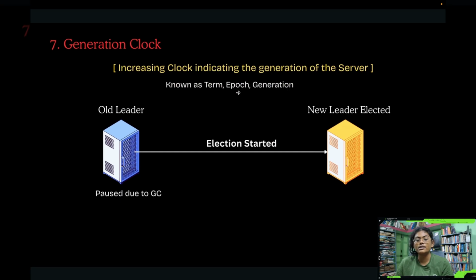And the seventh concept is the generation clock. Generation clock is just a generation number which indicates the phase of the leader election. For example, here we are having an old leader which is paused due to the garbage collection, and the election will get started and then a new leader will be elected. This can be also known as term, epoch, or generation.